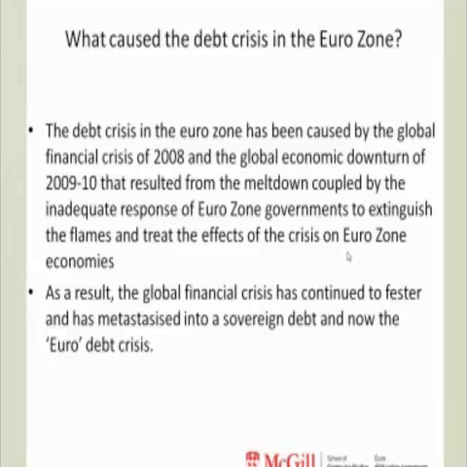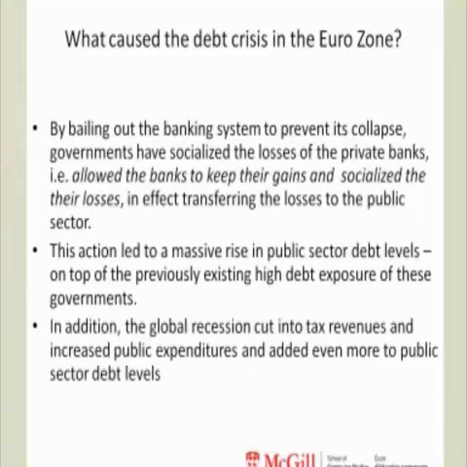Turning to the next slide, when the debt crisis occurred in 2008, governments bailed out the banking system in order to prevent a financial collapse of the global financial system. But to save the financial system from collapse, governments transferred losses from the banking and financial industry to the public sector. Basically, the governments socialized the losses of the banking sector, even though it allowed them to keep or privatize the gains. So there was a transfer of liabilities from the banking sector to the public sector.